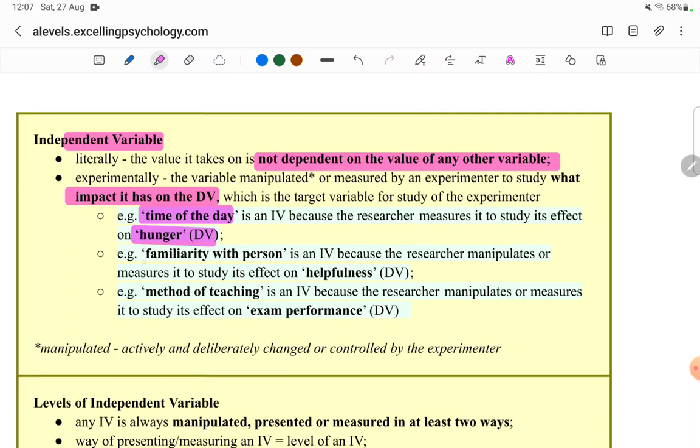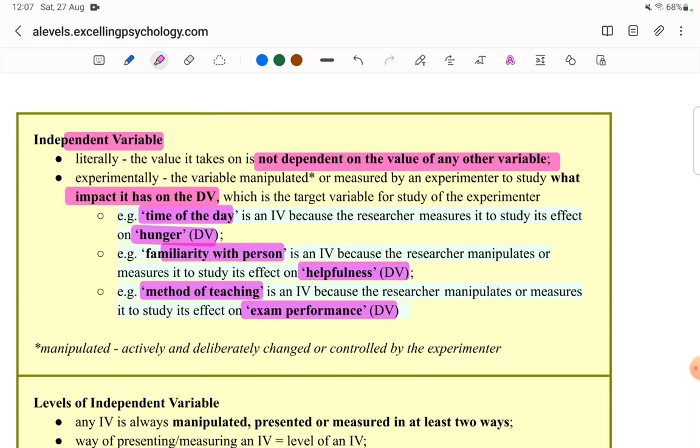that a researcher might be interested in studying. Similarly, familiarity with a person is an independent variable. Why is it so? Because a researcher might believe that it influences how helpful a person is. So it brings about a change in the dependent variable of helpfulness. Method of teaching is another independent variable. And why is it? Because it influences how well a person performs in an examination. So it brings about a change in this particular dependent variable.